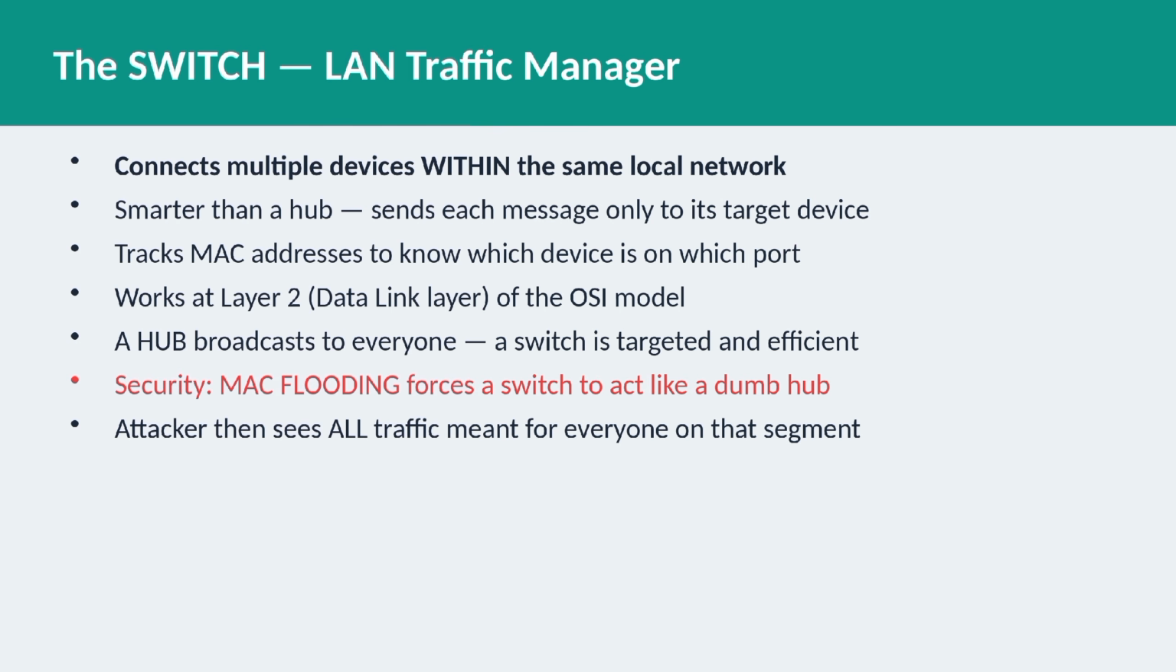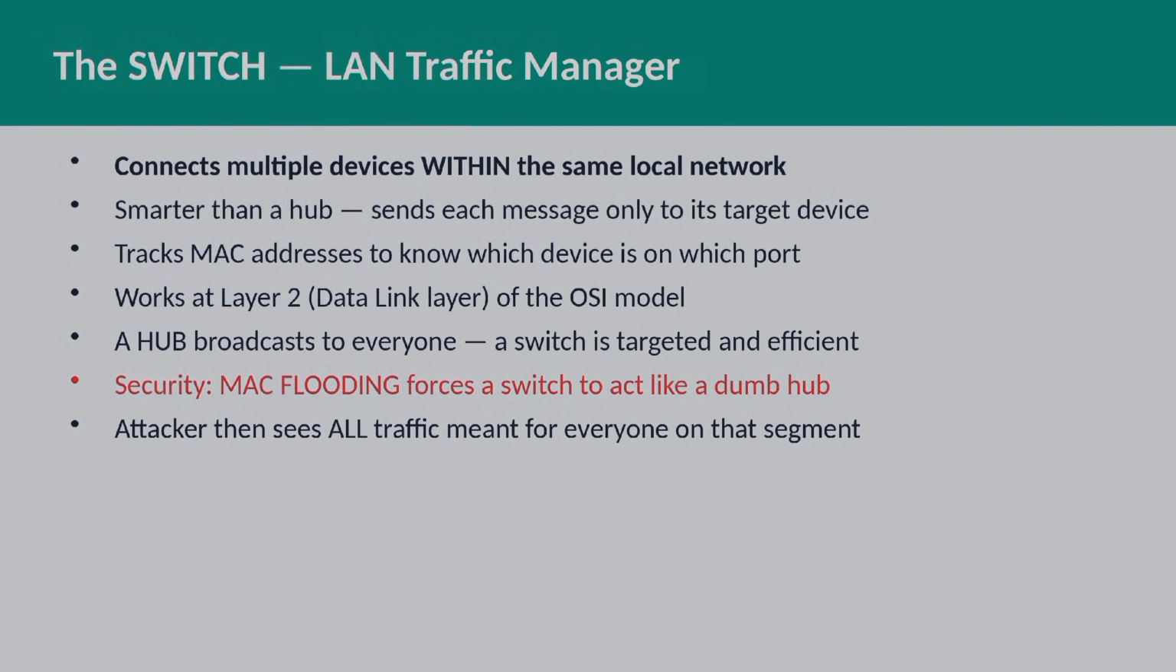A switch is smarter than its older cousin, the hub. A hub would broadcast every message to every device on the network, like shouting in a room. A switch sends each message only to the specific device it's meant for. Cybersecurity relevance: an attack called MAC flooding can overwhelm a switch and force it to act like a hub, broadcasting traffic to everyone. This allows an attacker to capture sensitive data they were never supposed to see.